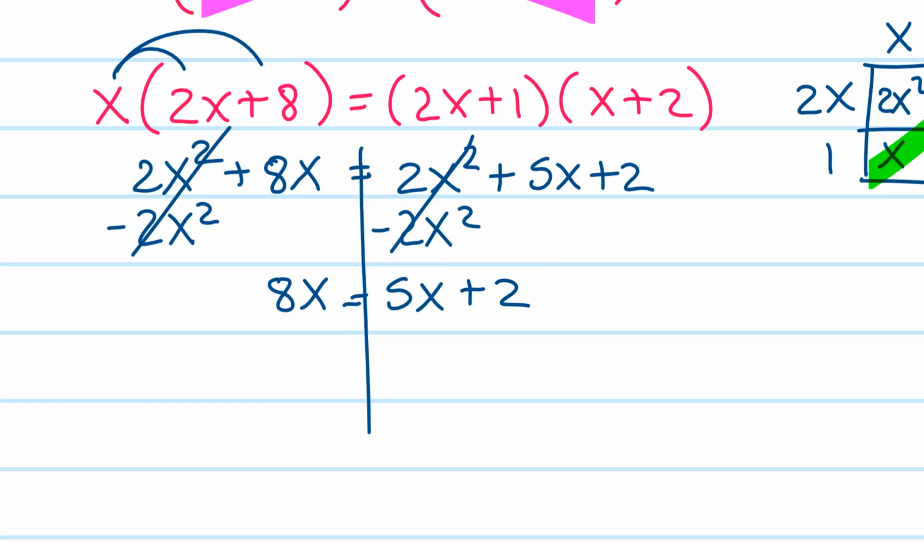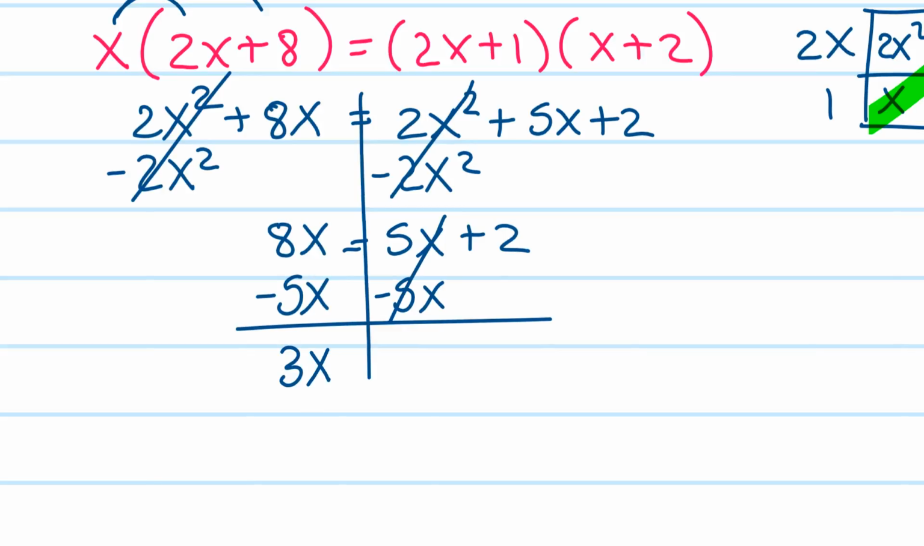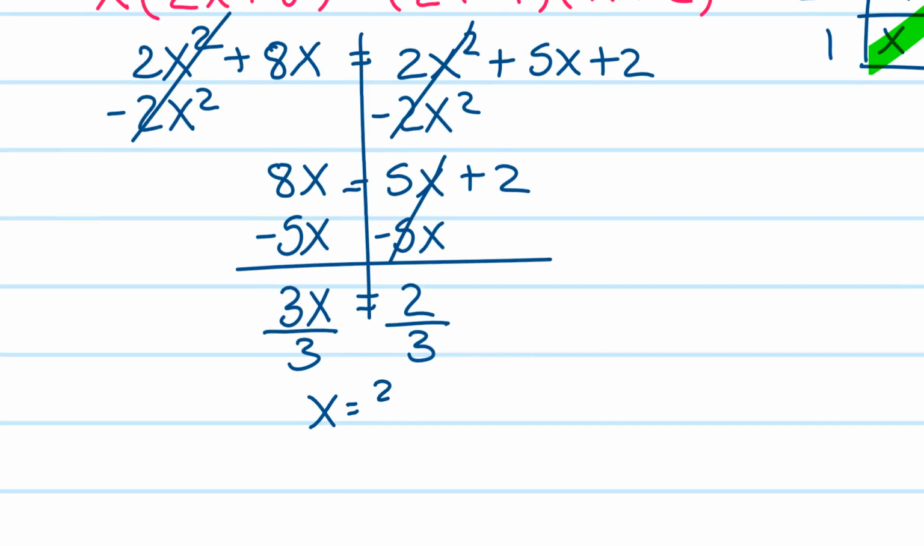Now everyone should know how to solve this. What do you do? Do you really have to put the 2x squared? It just cancels out. It just turns into a 0. So what is x equal to here? 2/3. And we're done.